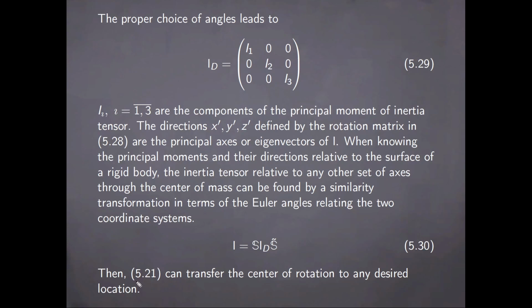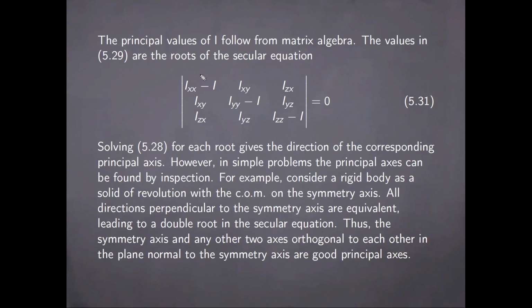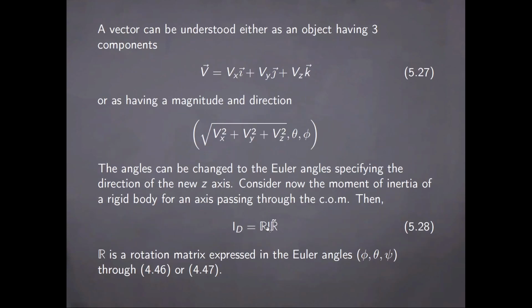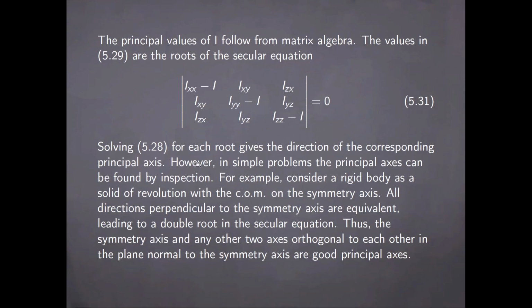Then equation 521, which we discussed in the previous section, which was the parallel axis theorem, if you will, can transfer the center of rotation to any desired location. The principal values of I follow from matrix algebra, so the principal values of the inertia tensor. The values in 529 are the roots of the circular equation written here, and solving equation 528, so just to see this, the equation here, solving this for each root gives the direction of the corresponding principal axis.